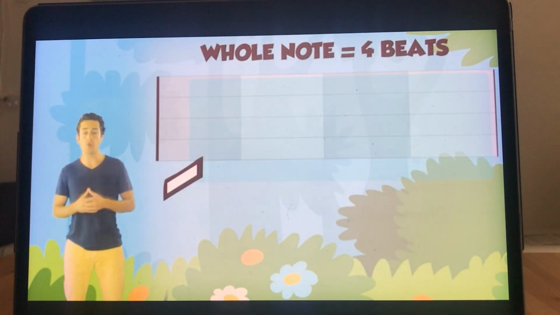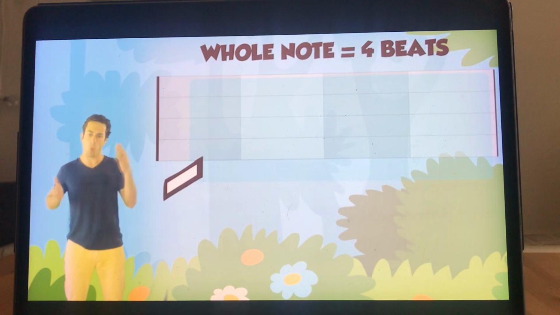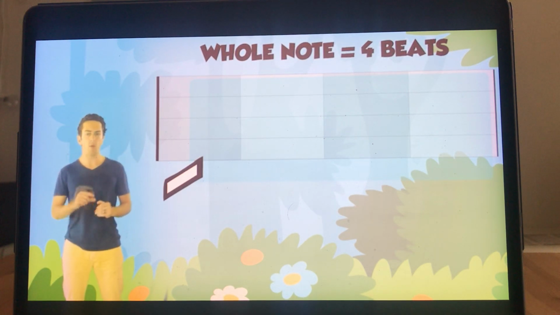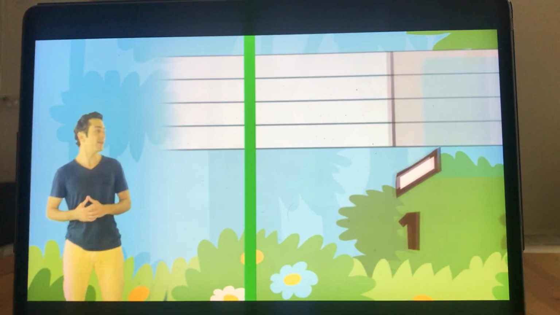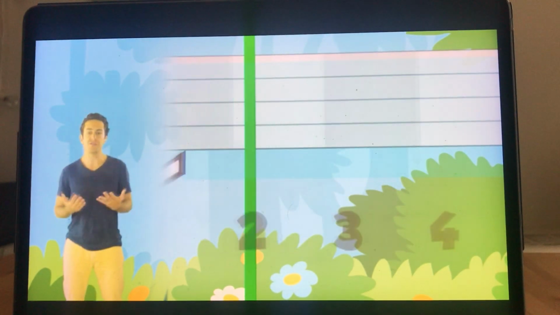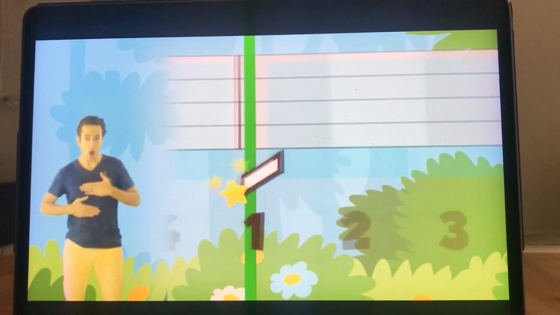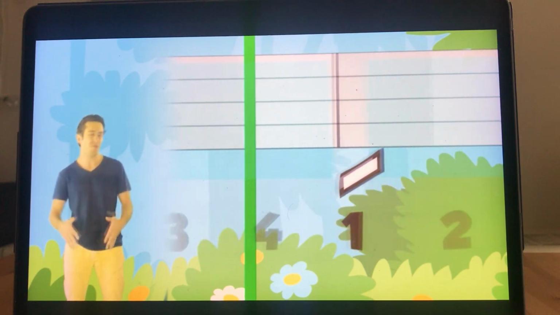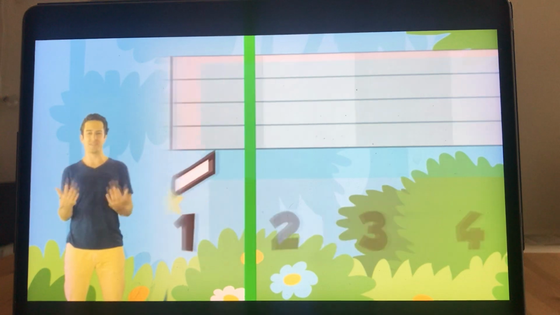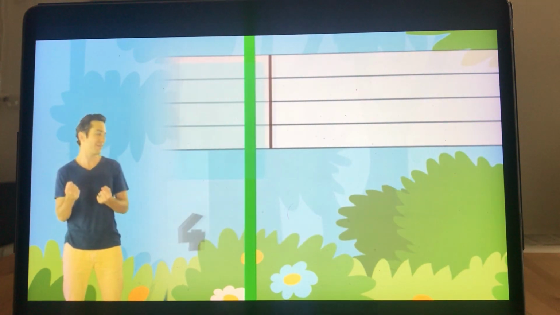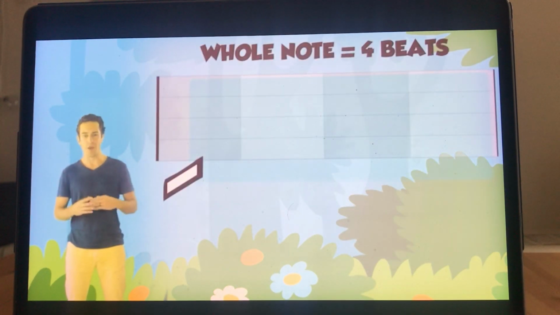Now because the whole note takes up 4 beats, what we're going to do is we're going to say that very first beat, 1, nice and loud, and then we'll very silently count the other 3 beats up to 2, 3, and 4. So let's try it together. Ready, go. 1, 2, 3, 4. 1, 2, 3, 4. Nice job with the whole note.